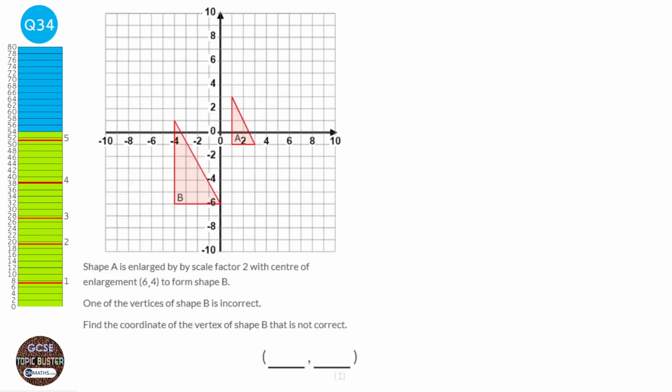So in this question we're told that the centre of enlargement is at 6, 4. So let's just put a cross there. And what I'm going to do is draw ray lines from the centre of enlargement, and we're going to go through each of the corners of our shape A, and check whether it goes through the corner of shape B, which it does on this one. Let's just keep going. Yeah, it does on this one.